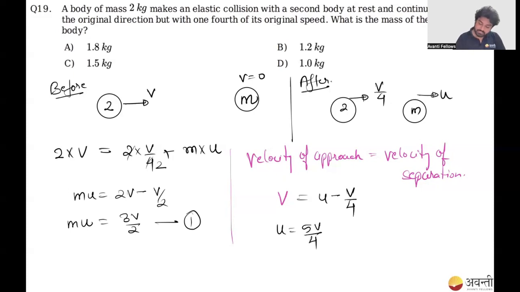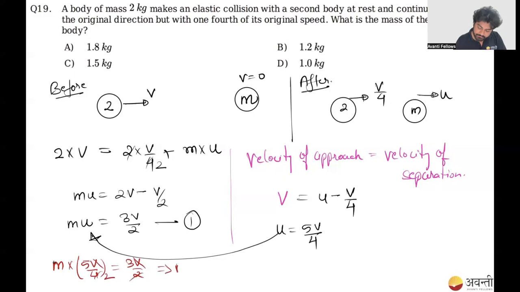Okay. Now in place of u, I can directly put here 5v by 4 and directly the answer will come without much steps. So I'll write with red. M into u, 5v by 4, is equal to 3v by 2. V gets cancelled out 2 times. So m from here will be equal to 6 by 5, that is 1.2. Clear? Chalo. So I hope you understood this question, right?